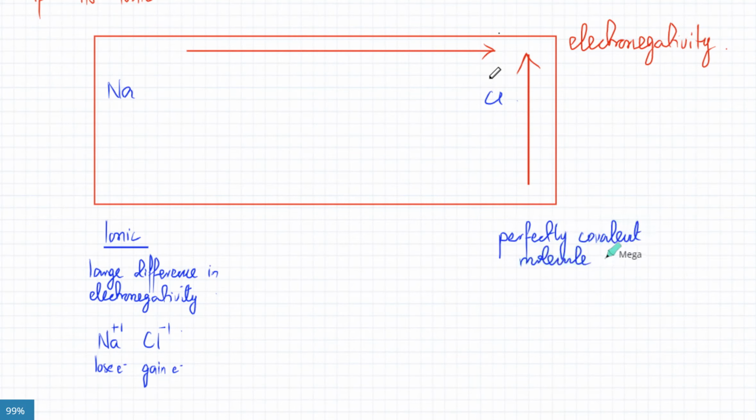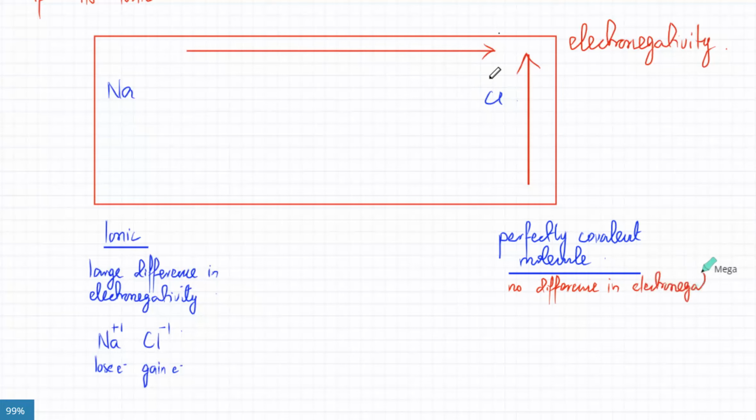Now, when you have a perfectly covalent molecule, what that means is there's absolutely not going to be any difference in electronegativity. So you have two atoms joining up, and there is no difference in electronegativity. So one example is, what if you have two fluorines? So that is going to be two fluorines bonded to each other, which means that they're sharing electrons.